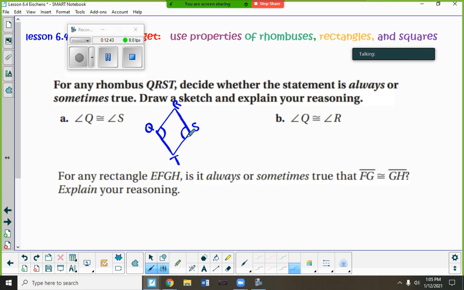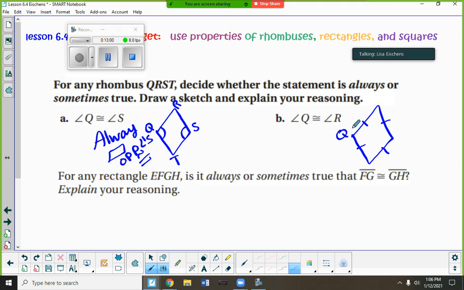So this would be always, because it's a parallelogram and opposite angles are congruent. So that one is always. Now this next one, we know that it's a rhombus.